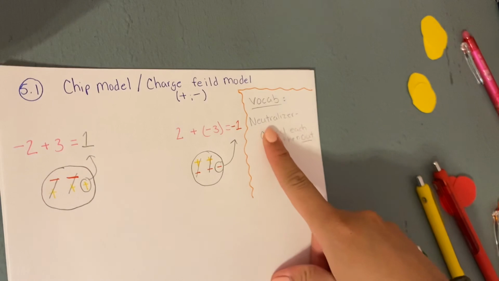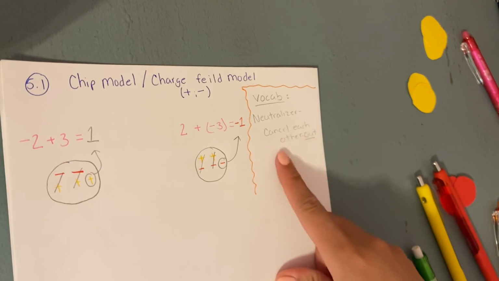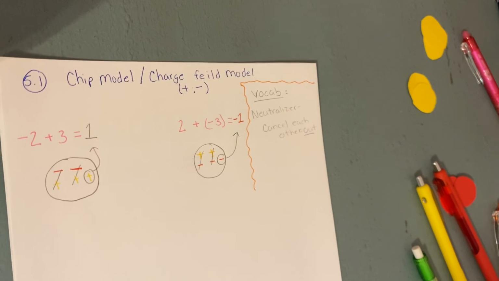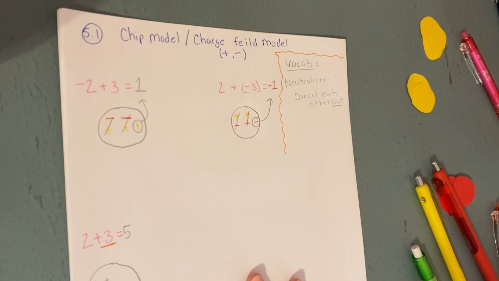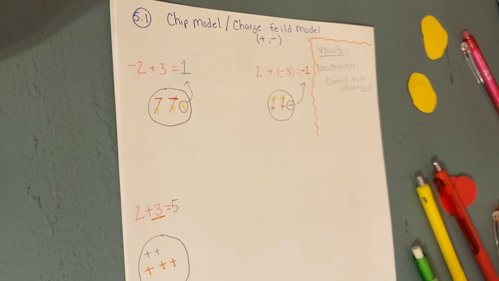With our vocabulary, again, let's do a little recap. Our vocabulary is going to be neutralizer. They're going to cancel each other out. As shown over here that we did, they cancel each other out. And this is what we're going to work with today. This is what we learned. Trying to get everything in the camera. And that is our chip model and our charge and field model.